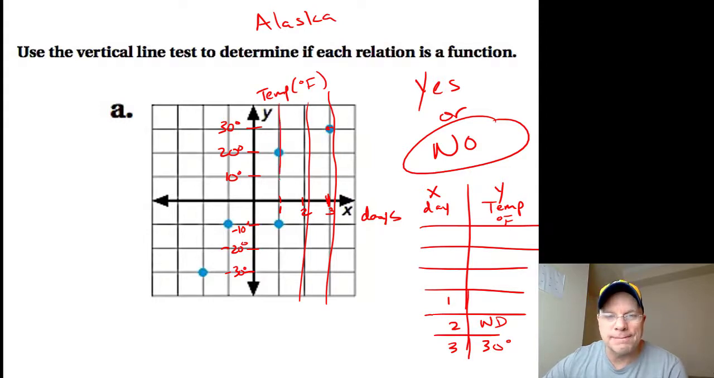But on day 1, the average temperature was 20 degrees and negative 10 degrees. 20 degrees above 0 and 10 degrees below 0. How could the average temperature be two different temperatures? It's either 20 or it's negative 10. This is why this is not a function. For a specific input, like a specific day that you're calculating, you should only have one average temperature. The two different temperatures disqualify it as a function. All right.